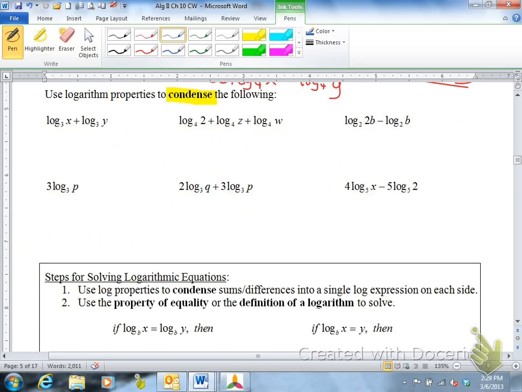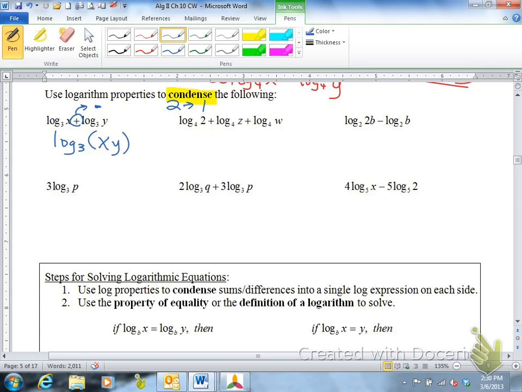So I'll do the first one and see if you can do the next one. The first one, you have a sum. So a sum's going to change into a product. So if we're condensing, 2 logs are going to merge to 1 log. So you're going to have 1 log base 3 of a product, x times y. And if you'd like, pause this video and see if you can do the middle one.